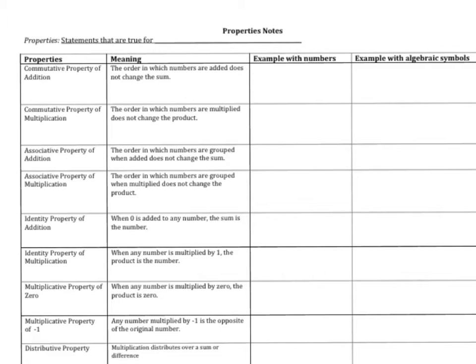All right, starting at the top, properties. Statements that are true for all numbers. So, in other words, we can take any of these properties and we can apply it to variables, numbers, etc.